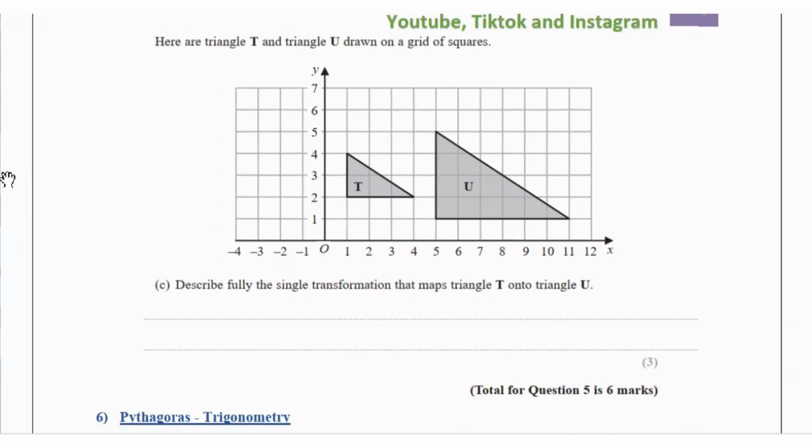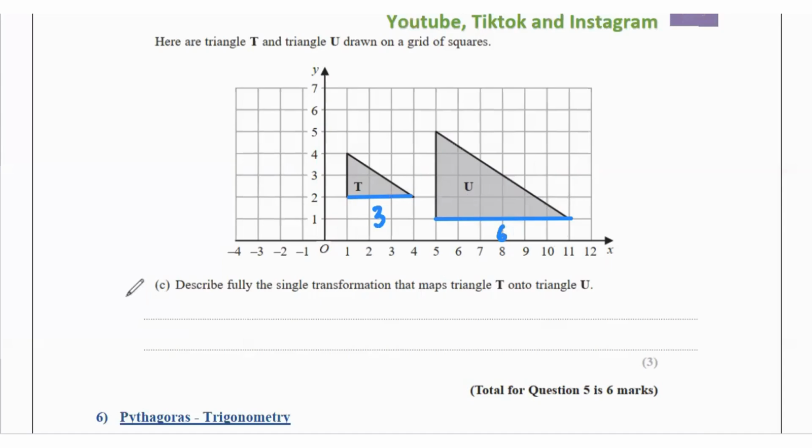Then it says here are triangle T and triangle U drawn on a grid of squares. Describe fully the single transformation that maps triangle T onto triangle U. So triangle T onto triangle U, we can clearly see that it's an enlargement. If we compare similar lengths on both the shapes, we can see that this is 3 and this is 1, 2, 3, 4, 5, 6, which means that there has been an enlargement by a scale factor of 2.